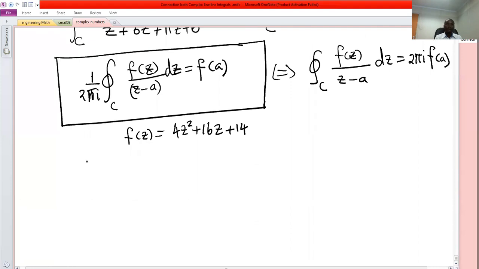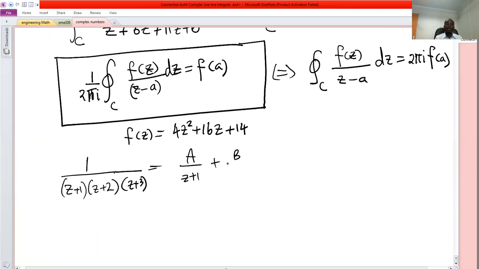So 1 over (z plus 1)(z plus 2)(z plus 3) is the same as a over z plus 1, plus b over z plus 2, plus c over z plus 3.